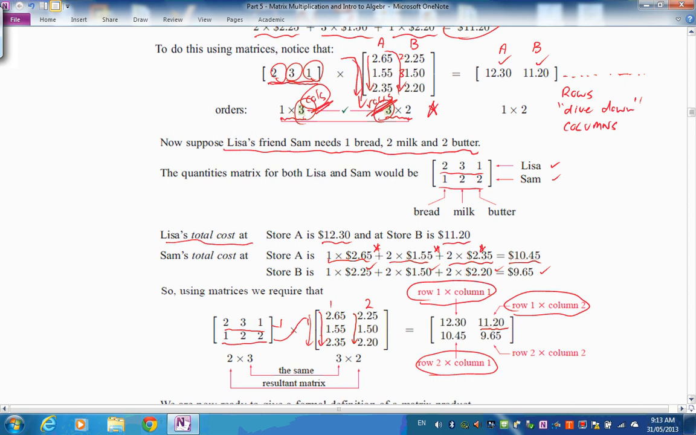And now Sam diving down store B is row 2. Remember, Sam is row 2. I told you before, you're going to have to remember how you've constructed these matrices, because every entry is unique. You've got to track it. So this is Sam diving down store B, and so this is Sam's cost at store B. Because this is row 2, which is Sam's row, and column 1 is store A.